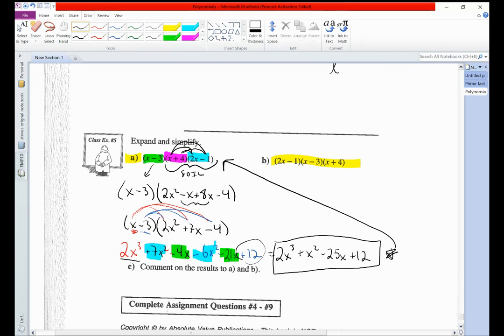Awesome. Hopefully this video worked. It's a new video recording software. I have no idea how long that was. I think it was pretty quick.